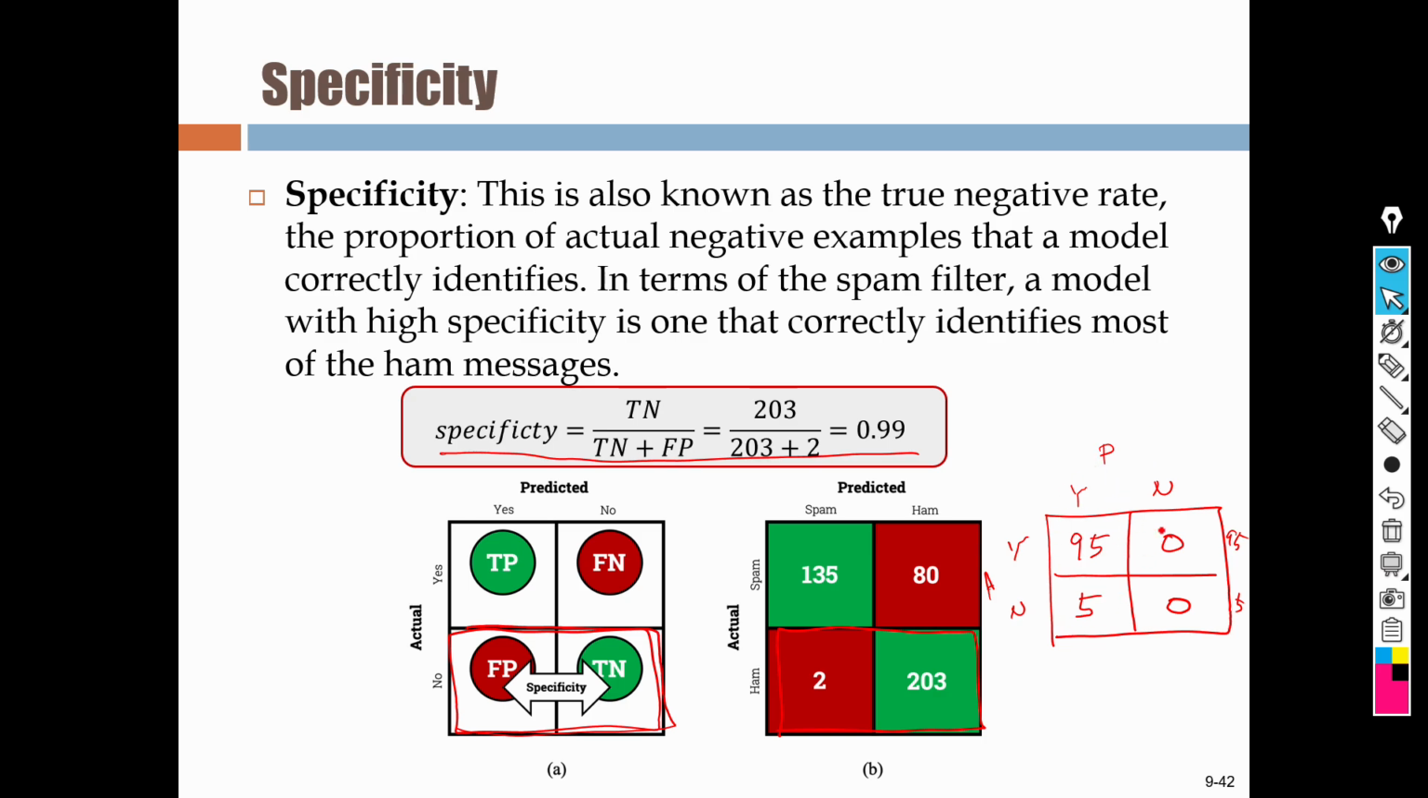So if you calculate the accuracy, this will be 95 over 100 because adding everybody is 100, and this is correctly predicted, so accuracy is 95%. However, if you calculate the specificity, what is the specificity? True negative 0 over true negative 0 plus false positive 5. So specificity will be 0% here.